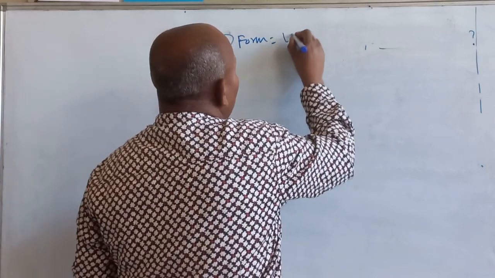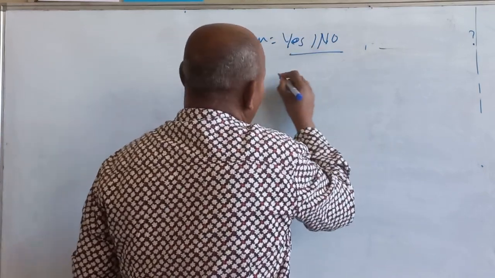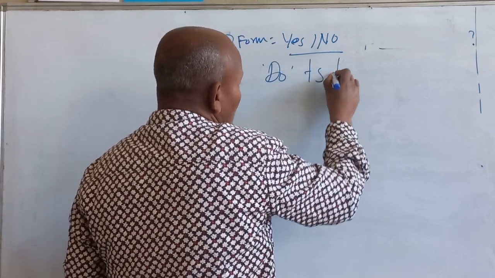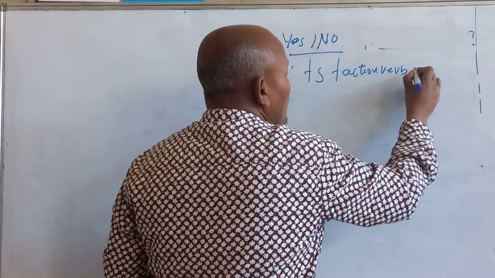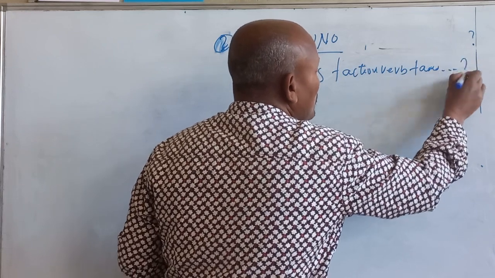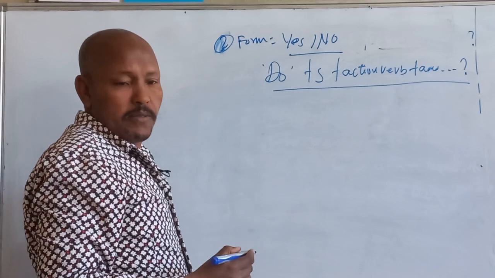If the question is yes or no, then deforms of verbs plus subject plus action verb plus what? Another element. Yes, there are other elements.